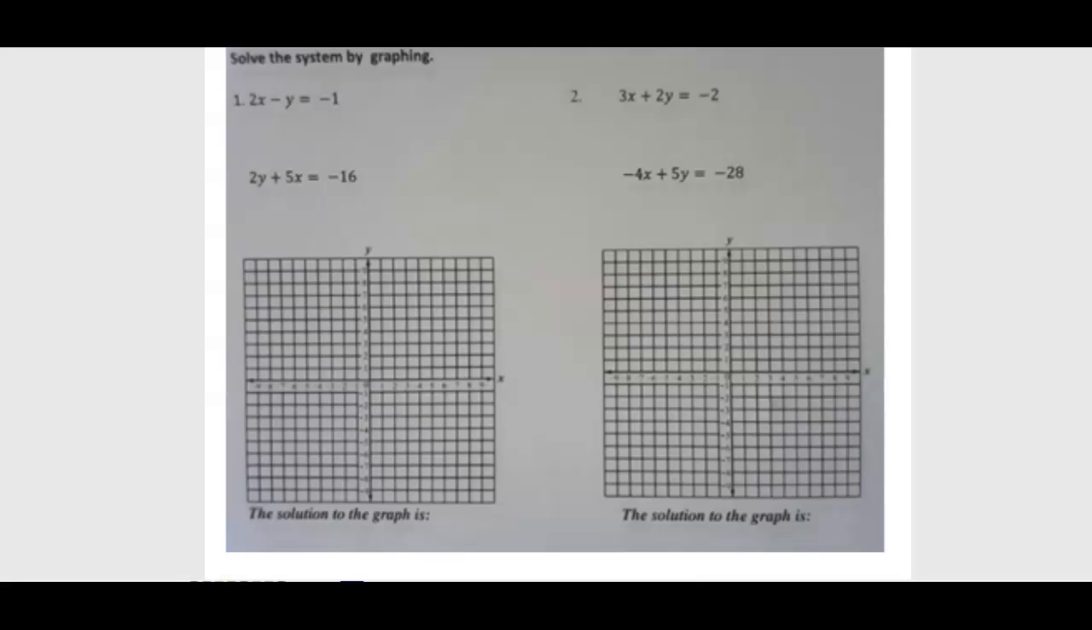Priority for these problems is to solve for y. So you need y to be by itself and in y equals mx plus b form so that you can graph your line. So in order to do that, in that first example, you have to move over the 2x and then divide by -1.